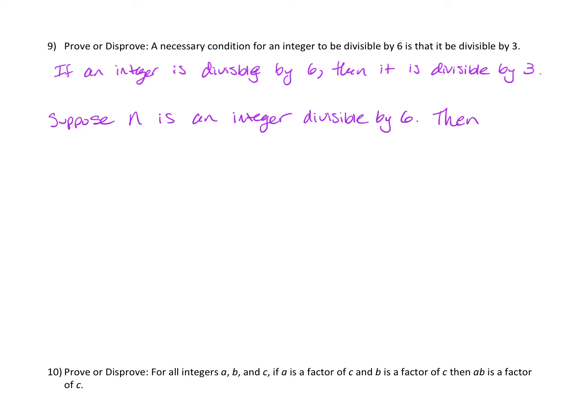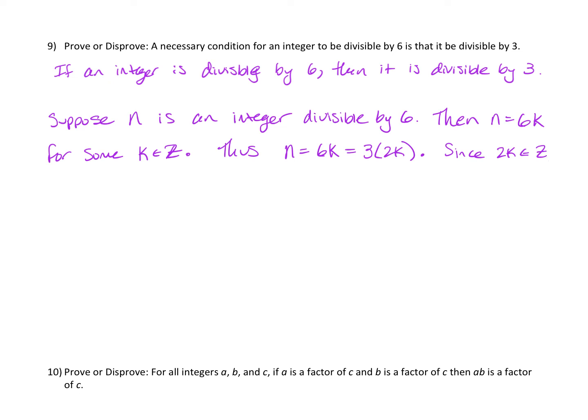so if it's divisible by 6, then n is a multiple of 6. That's what it means to be divisible by 6: n = 6k for some integer k. Thus, n, which can be written as 6k, can be rewritten as 3 times 2k, and 2k is an integer. Since 2k is an integer, n is a multiple of 3 and thus is divisible by 3.